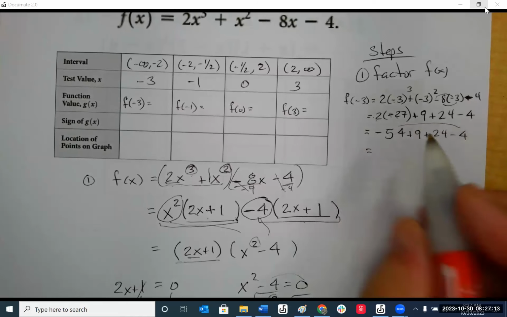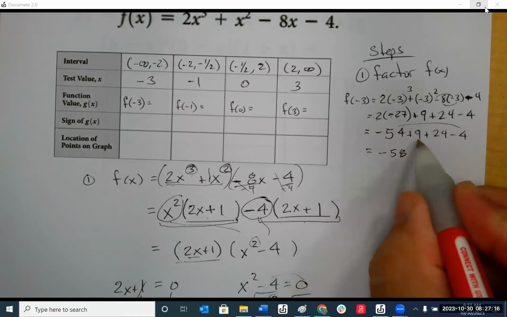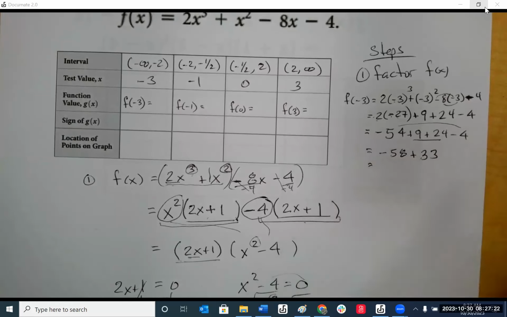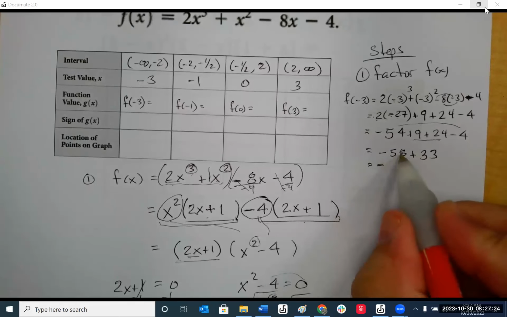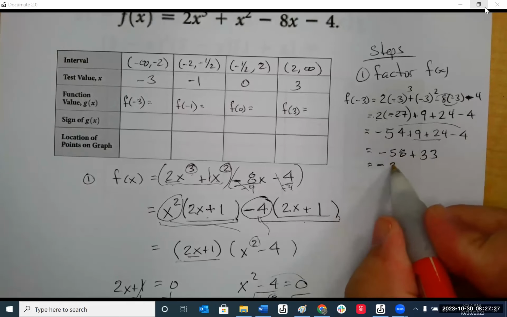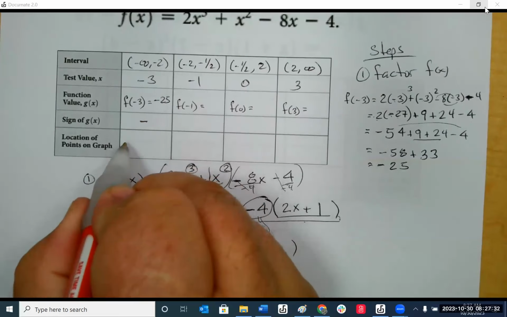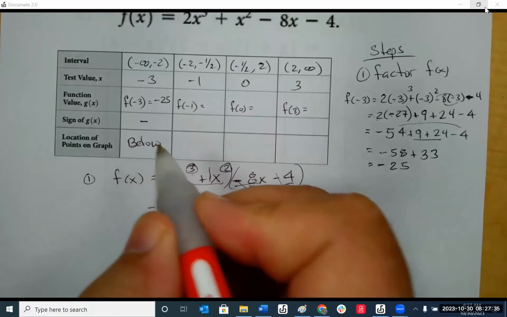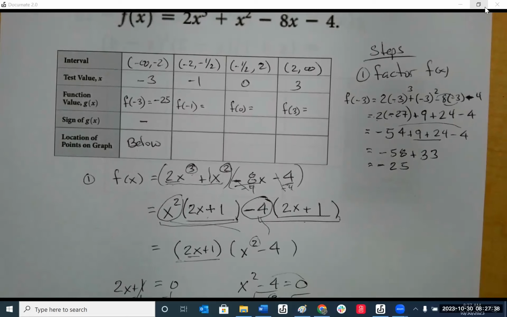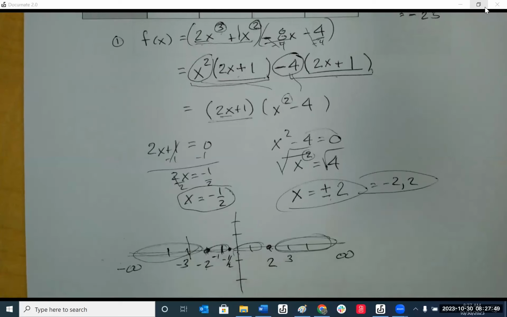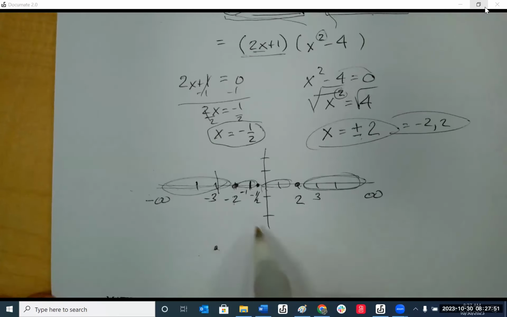We can combine the negatives, which is negative 58, and the positives, which is positive 33. 58 is bigger, so it's negative. 58 minus 33 is negative 25. The sign is negative, so it's below the x-axis. And you do it for the other points also. So we know at negative 3, it'll be negative 25. The dot will be somewhere way down here.